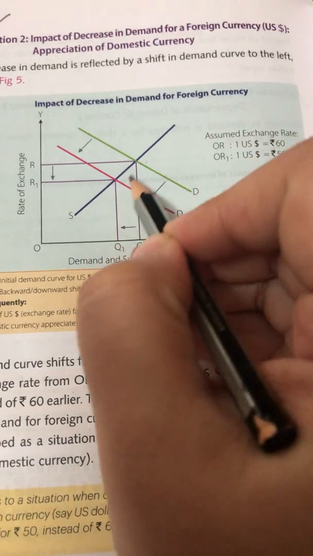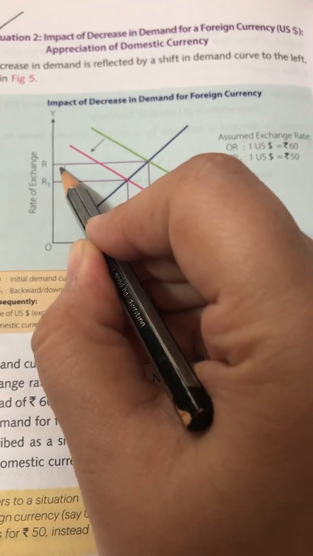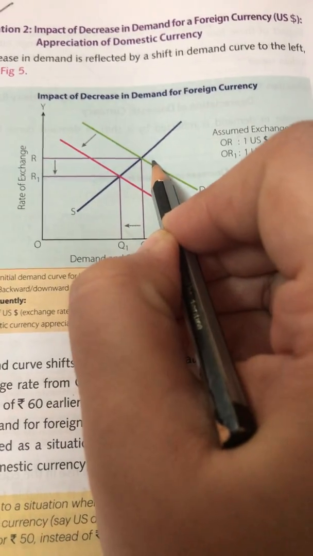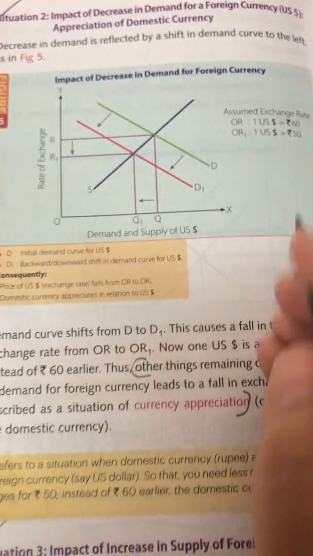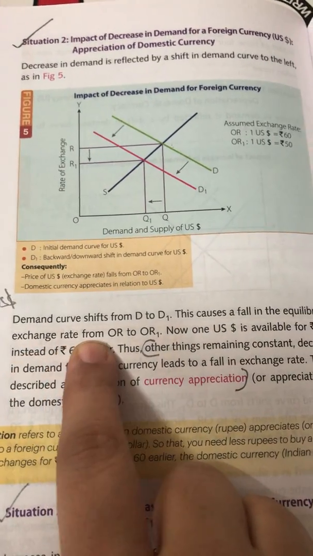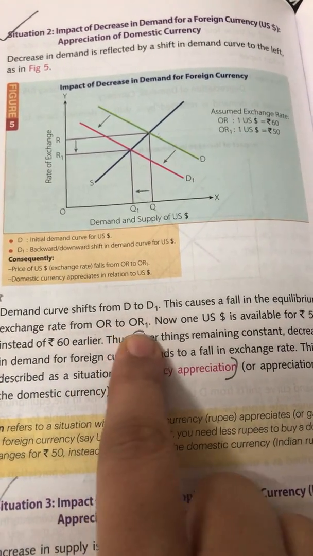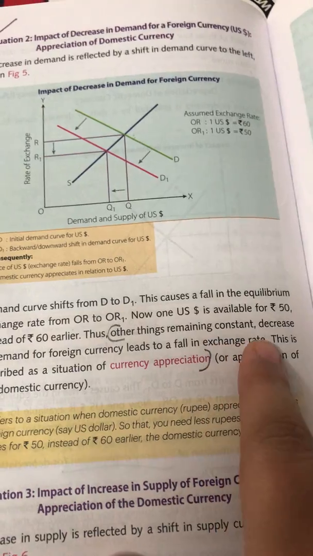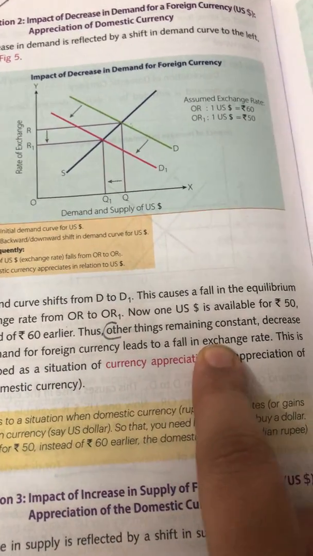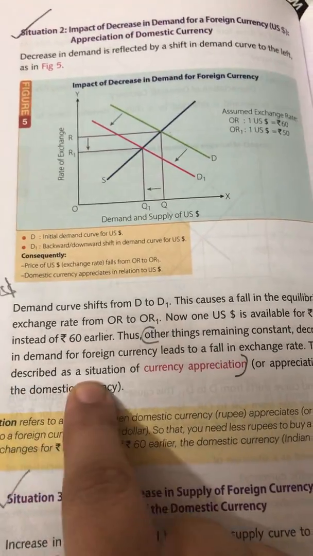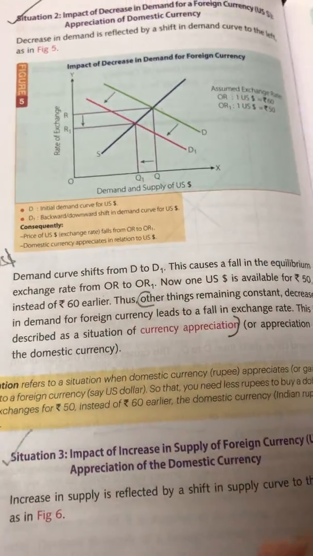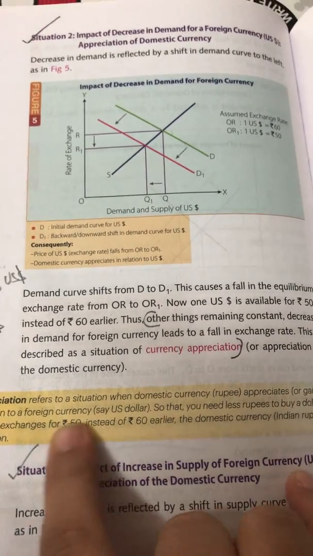If the demand is decreasing and if the supply is constant, then the rate is going to come down. So this causes a fall in the equilibrium exchange rate from OR to OR1. Other things remaining constant, decrease in demand for foreign currency leads to fall in exchange rate. This is described as a situation of currency appreciation, where you have to pay less now.